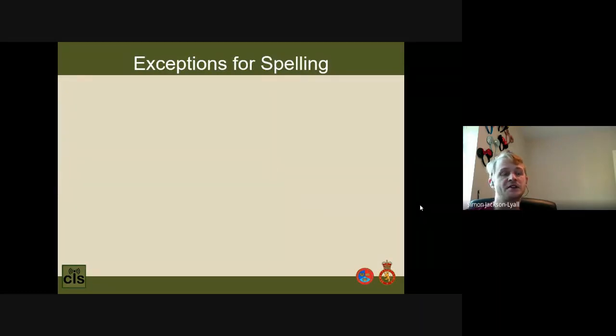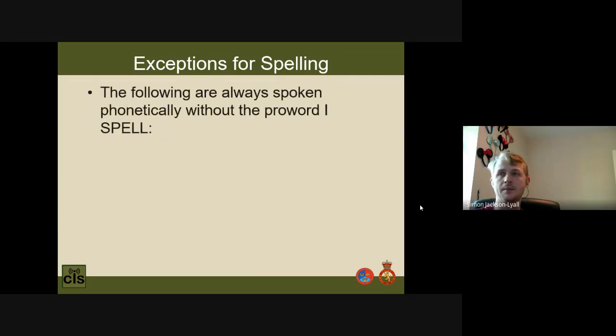So those are how we would spell a pronounceable and an unpronounceable word. But there are some exceptions. There are some things that you always say phonetically without the pro word. We've already covered one. Does anyone have any ideas what that might be? We've already covered one that you always say phonetically. Challenge for anyone. So, call signs. Yeah, people who can type the fastest. So, call signs, you're always going to say call signs phonetically.